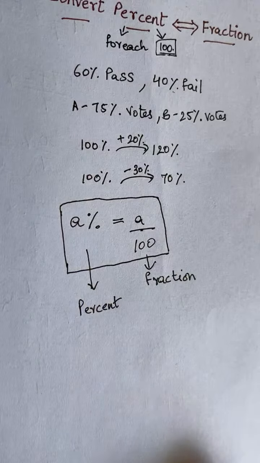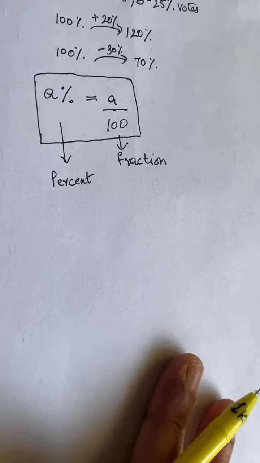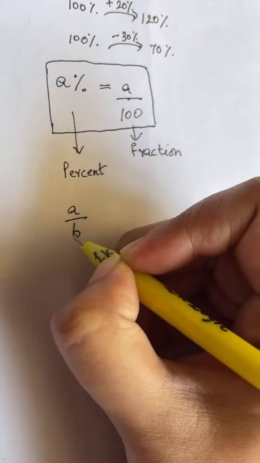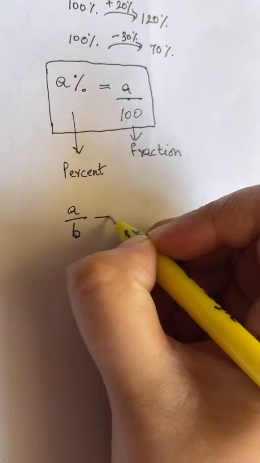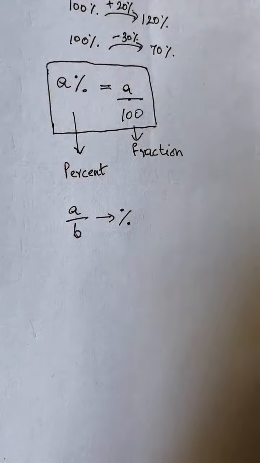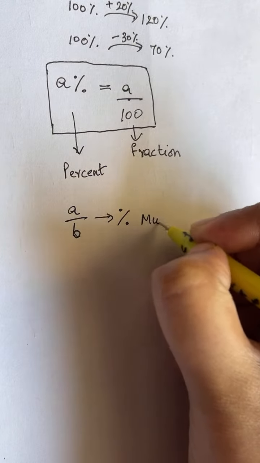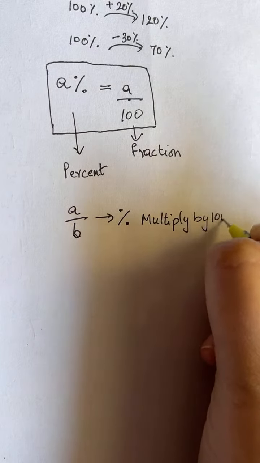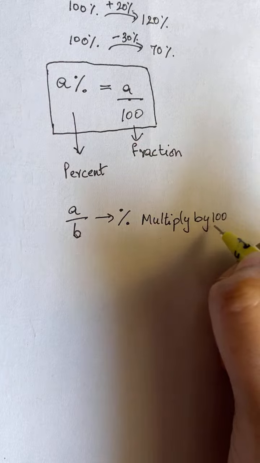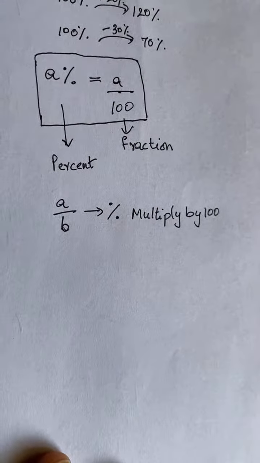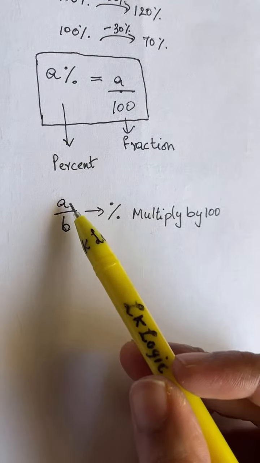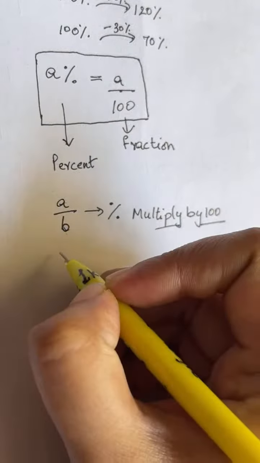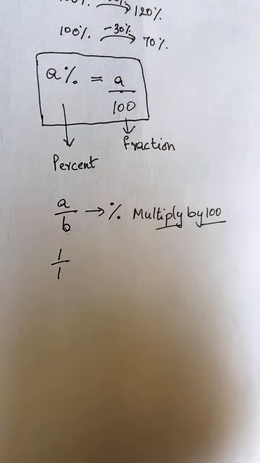So now let's do some examples. For example, you have A over B. Now you're converting fractions to percents first. If you're converting a fraction to a percent, you always multiply by 100, because we are talking about percents, we are talking about hundreds every time. So whenever you're converting a fraction to a percent, you multiply by 100. So let's see. If you have 1 by 1, this is a fraction.